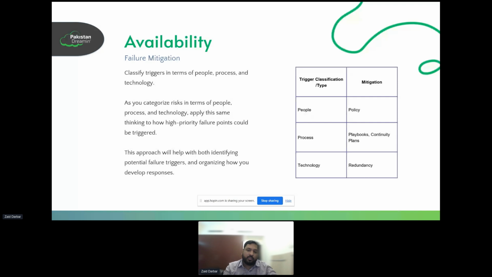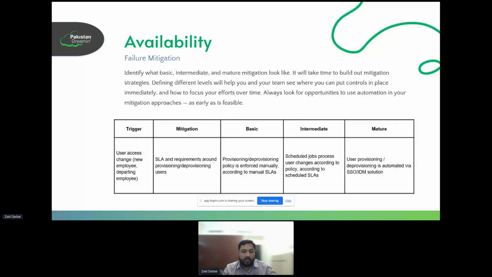If there's a people failure, a scenario which has to do with people, there should be a policy for it. If it is a process issue, then you need to have a playbook or a continuity plan or an alternative to it. And if it is a technology failure, then we should have a different technology solution as part of our failure plan. So what we have done is given a small scenario, right?